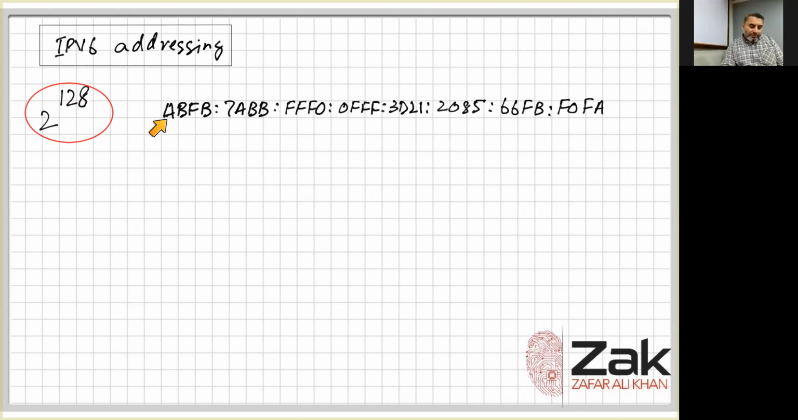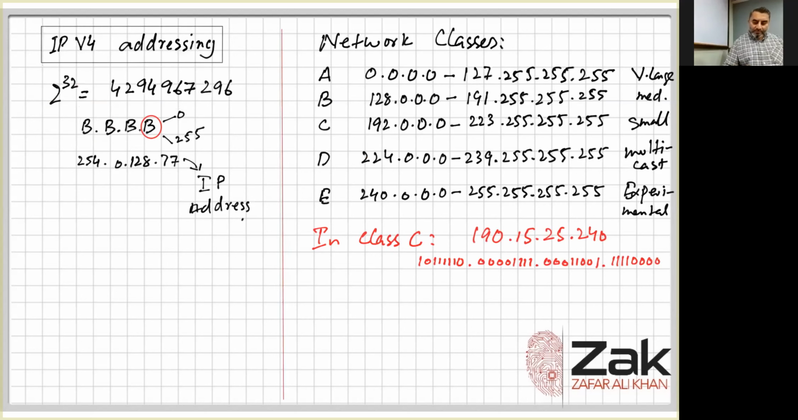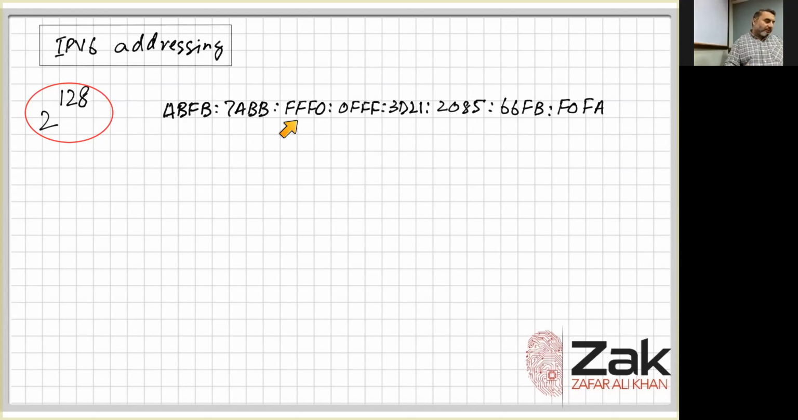So these two are 1 byte. So 1 byte, 2 bytes, 3 bytes, 4 bytes, 5 bytes, 6 bytes, 7, 8, 9, 10, 11, 12, 13, 14, 15, 16. So one IP address takes 16 bytes because it is 128 bits. Note how a colon rather than a decimal point is used over here. In IP version 4, we used a decimal point. Over here, we are using colons.